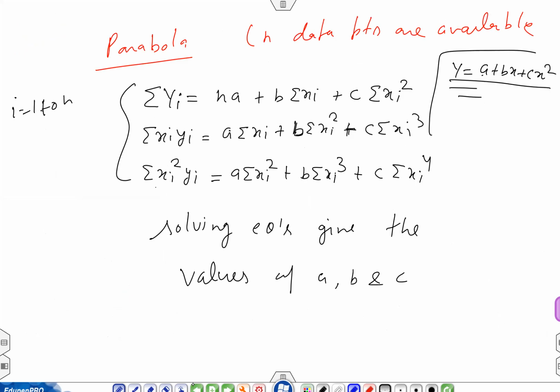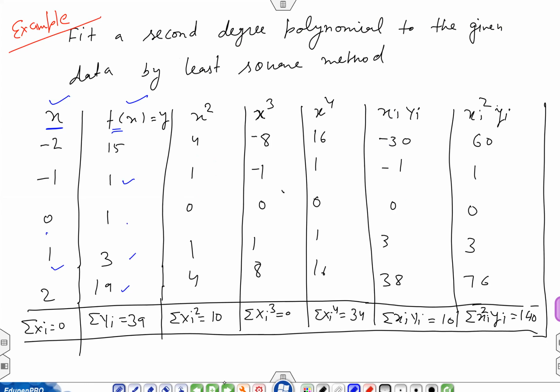You know how to compute this second degree polynomial with the help of these three equations. What you require is summation of yi, summation of xi, summation of xi square, xi cube, xi to the power 4, xi yi and xi square yi. So how many things are required? 1, 2, 3, 4, 5, 6, 7. So you have to form a table. First you will compute x square, x cube, x to the power 4, xi yi, and xi square yi, and after that you have to find the sum of all these values.